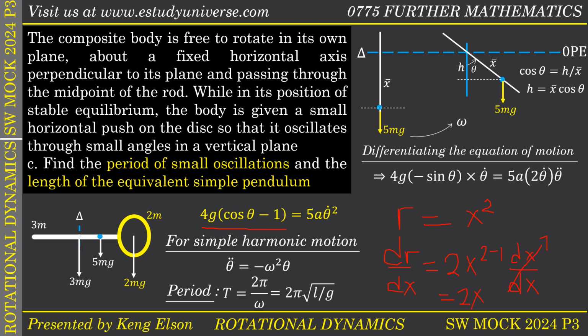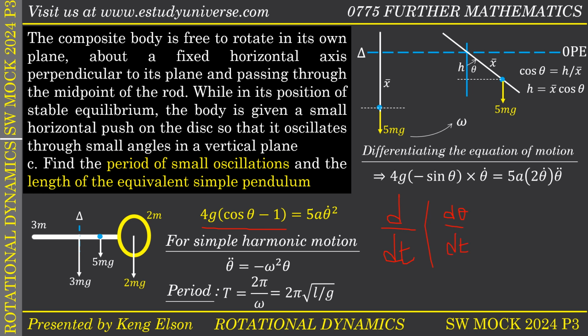So in this case, for us to differentiate theta dot squared with respect to time, we are going to drop the power because theta dot is actually d theta by dt. So if I want to differentiate d theta by dt with respect to time, d theta by dt all squared, d theta by dt.